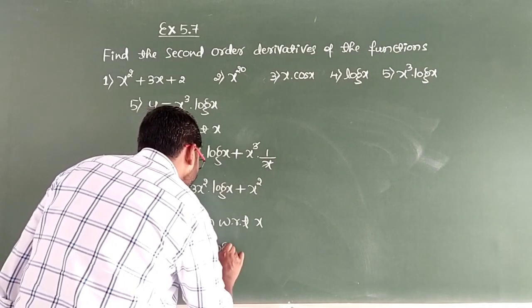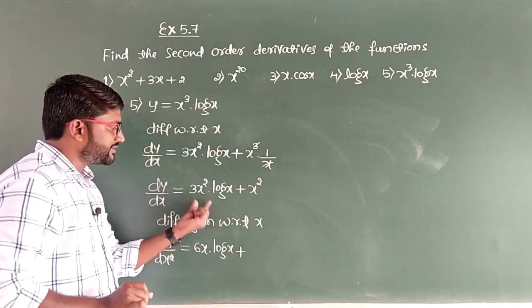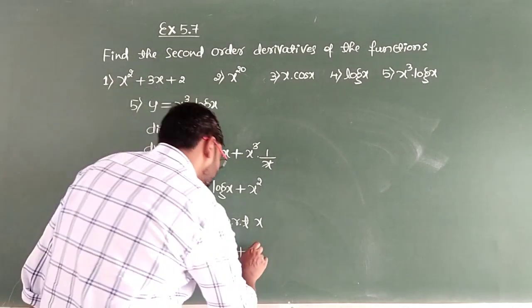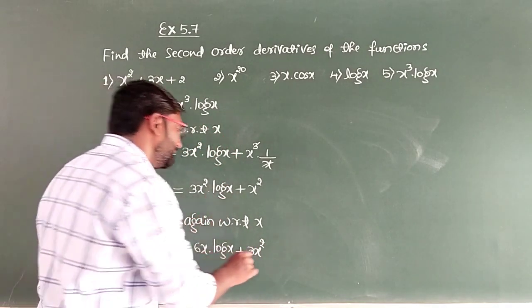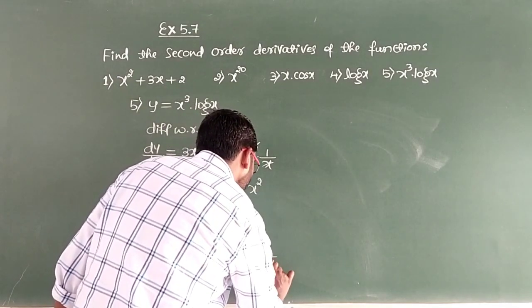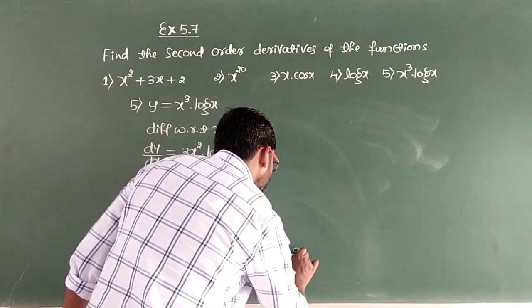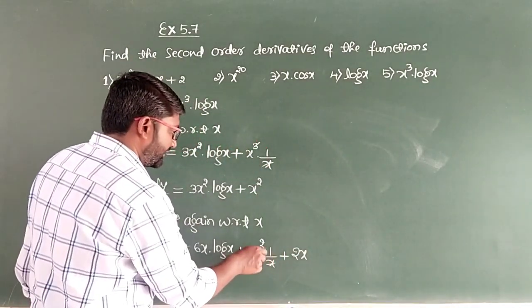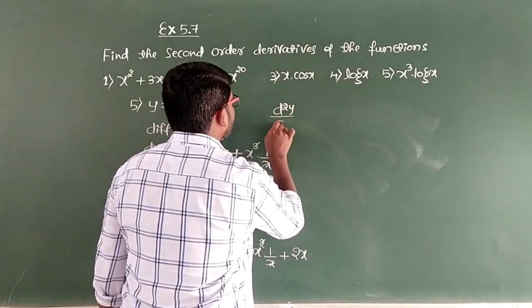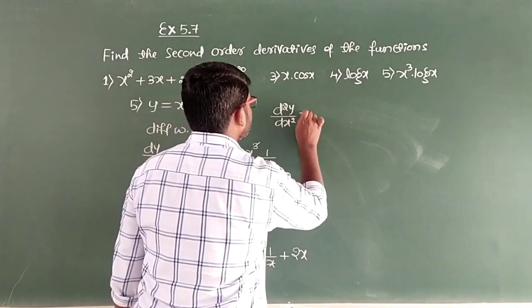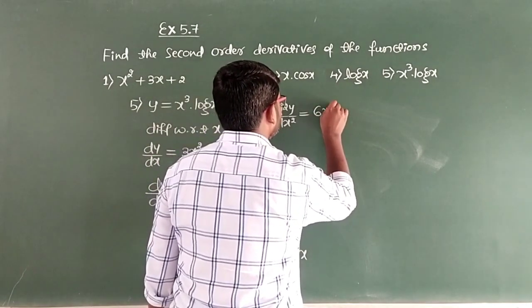Overall it is 6x into log x, then u dash v plus. Now 3x square must be written as it is because we are making use of the product rule. 3x square I'll be writing it as it is. Then derivative of log x, it will be 1 by x, plus derivative of x square, it will be 2x. So here x and x get cancelled. Write the remaining terms.